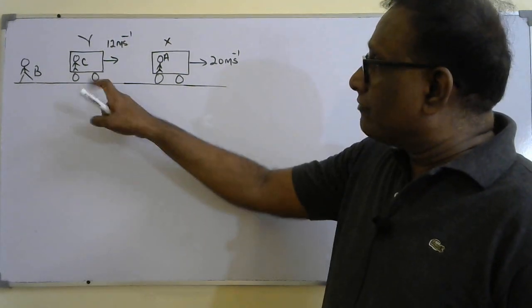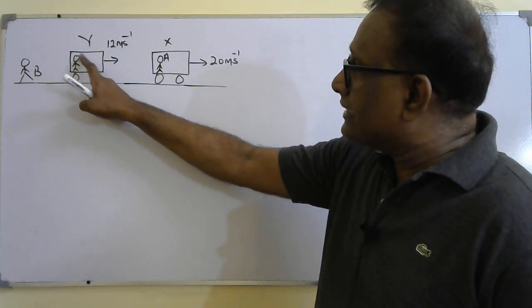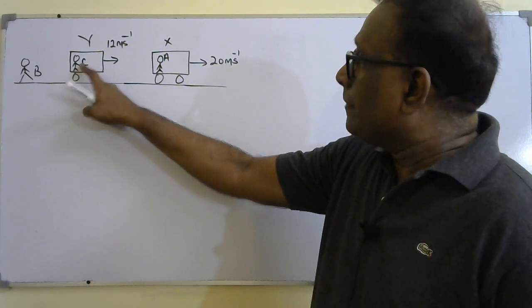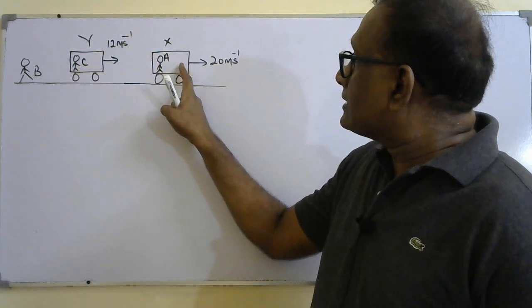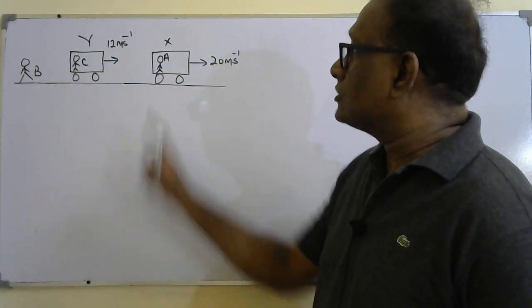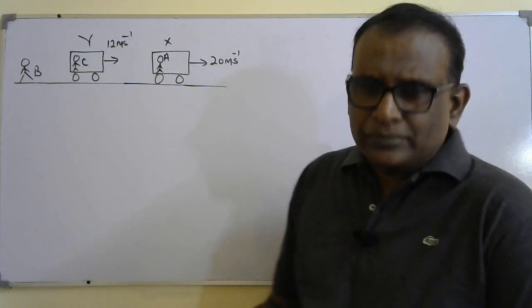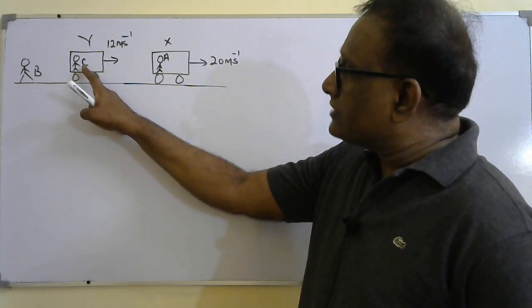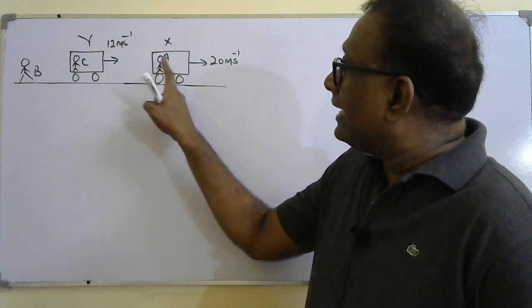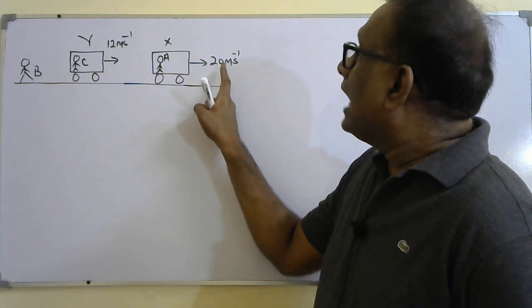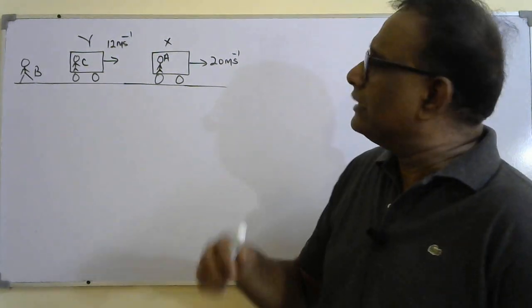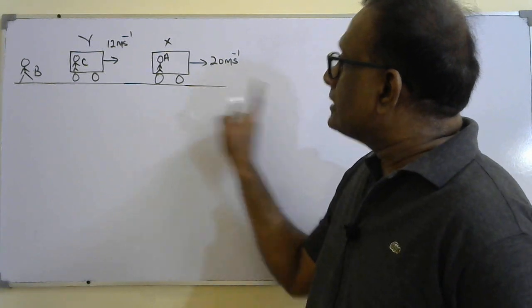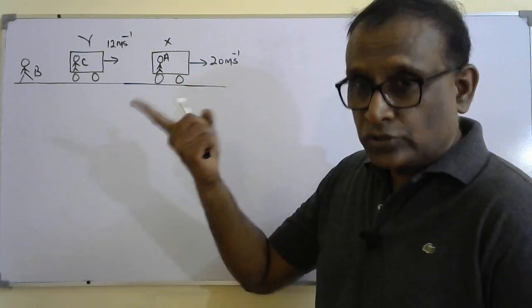But on the frame of reference of C, the person who is sitting inside the car Y is C. On the frame of reference of C, A is moving towards right at 8 meter per second because both are moving in the same direction. Simple, even O level they can ask this question, not a big issue. Relative to C, A is moving towards right at 8 meter per second because simply every second, this will move 12 meters, and this will move 20 meters. So the difference in the distance moved is 8 meters during 1 second.